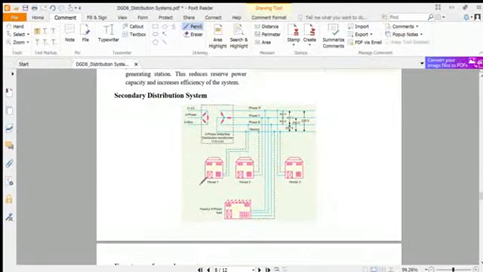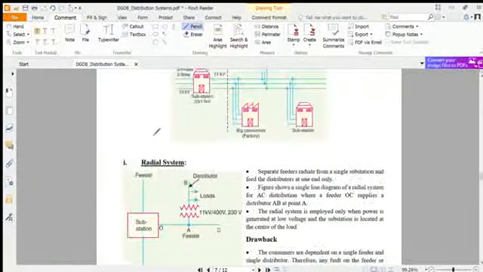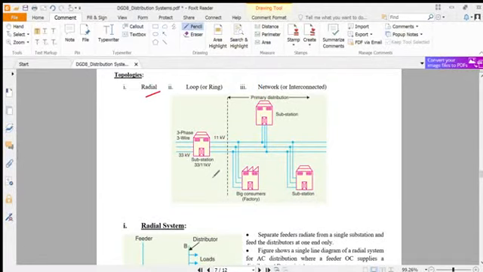And in the secondary distribution system, in the above we see that this is the primary, because the 11 kilovolt doesn't need to be stepped down anymore, and it just goes through to the heavy loads.